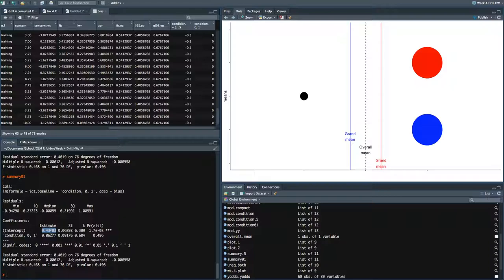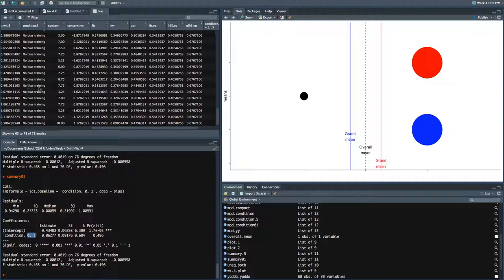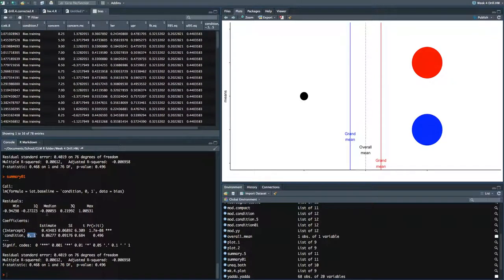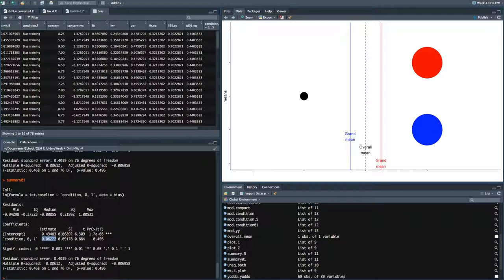So this is the mean, or the prediction for a score for a participant who is in the no bias training group, and this 0.06277 tells us that when there's a 1 unit increase, or in other words, when condition changes from 0 to 1, or when you switch from no bias training to the bias training group, that estimate goes up by 0.06.